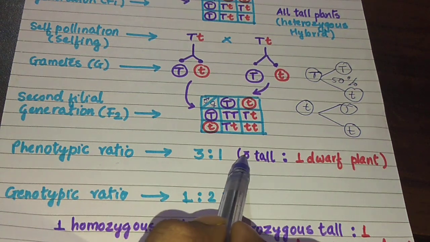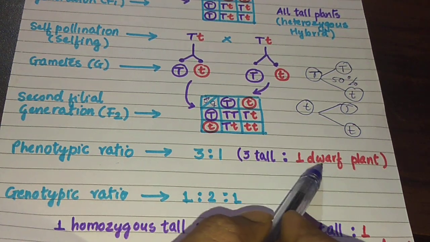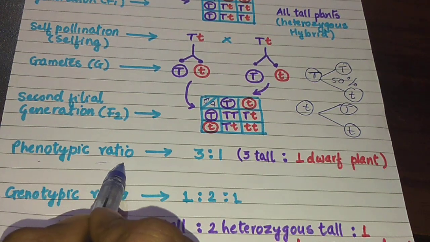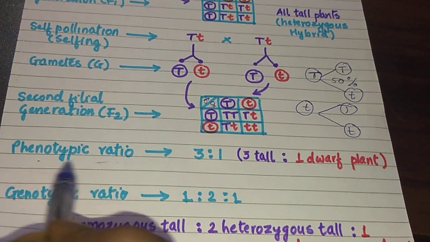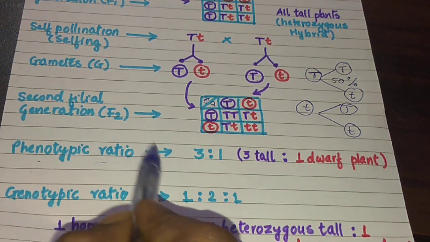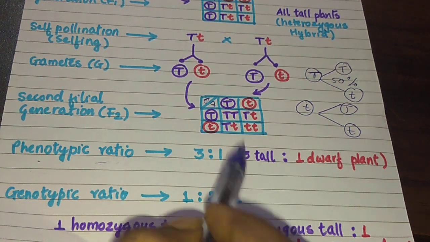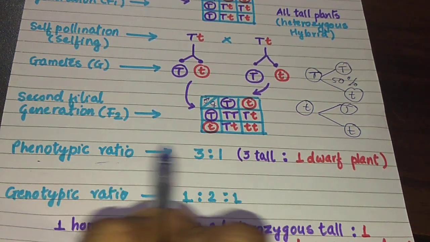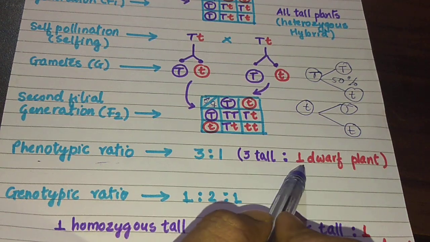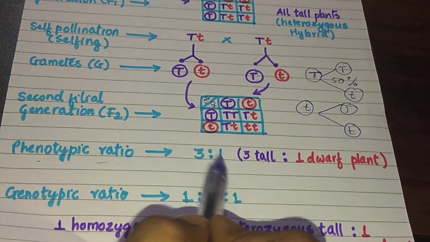Now, when we speak about 3 tall, 1 dwarf, it is the phenotypic ratio. Phenotypic indicates the morphological features or observable features which we can see, and accordingly we can write it down. So, 3 tall and 1 dwarf. So, it makes a 3:1 ratio.